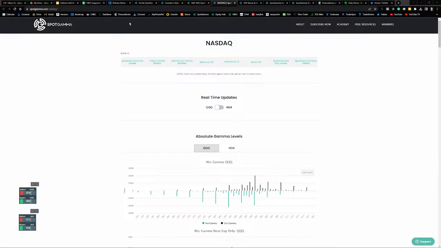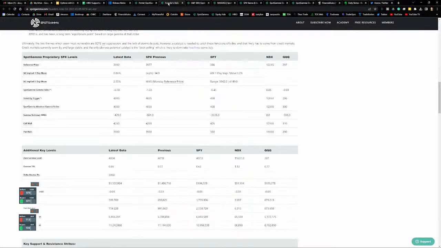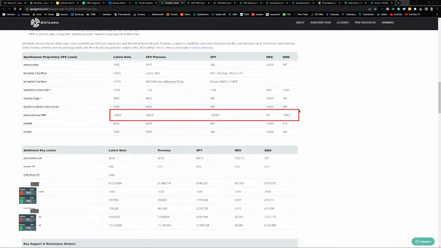All right, let's take a look at data now. And I like it to focus on the gamma notional. This is market maker's position on the gamma curve for SPX, SPY, and QQQ. SPX in the left column, SPY in the middle column, and QQQ on the right column. And notice that all of these values are negative.